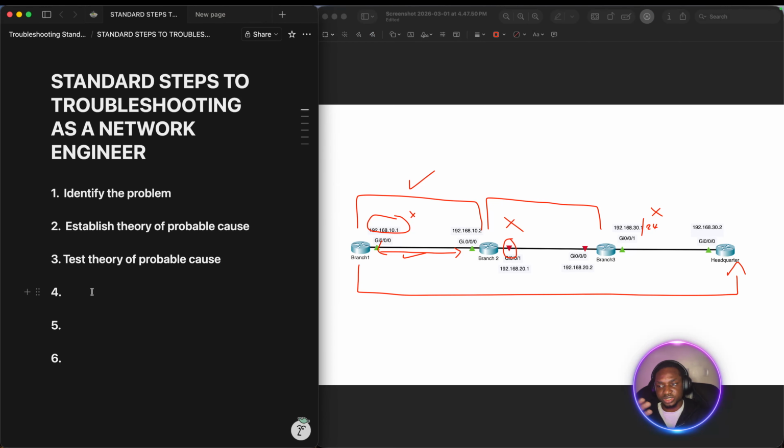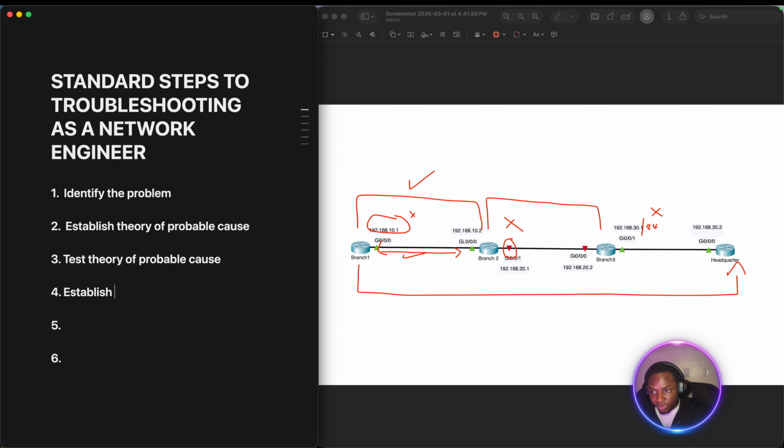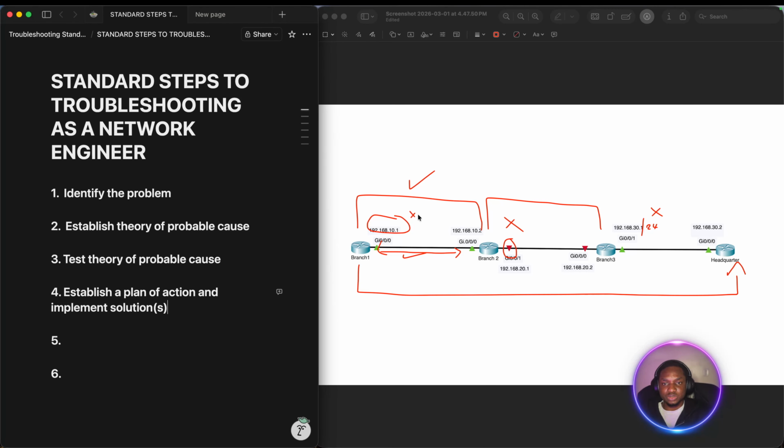Then you go straight to your fourth step, which is to establish a plan of action and implement the solution or solutions, depending on the scenario. Now that I know what is going wrong in the system, I want to establish a plan. Number one, I'm going to be correcting this IP address. I'm going to be configuring a proper subnet mask. I'm going to be turning on this port, and I'm not going to be touching anything else. That is my plan of action.